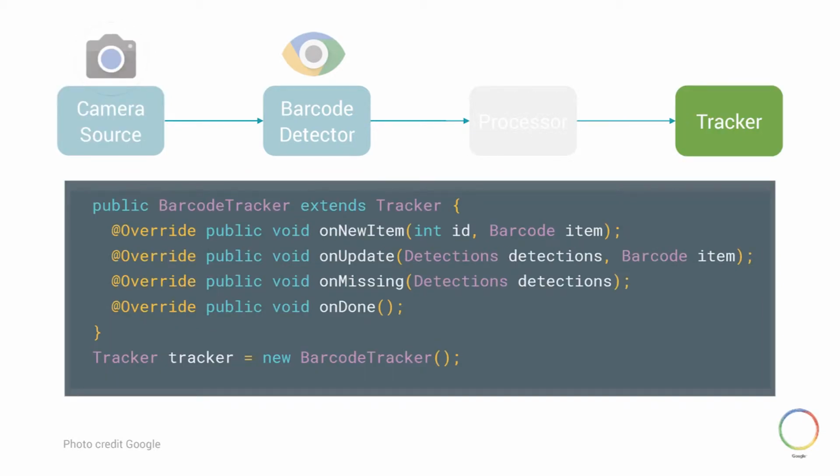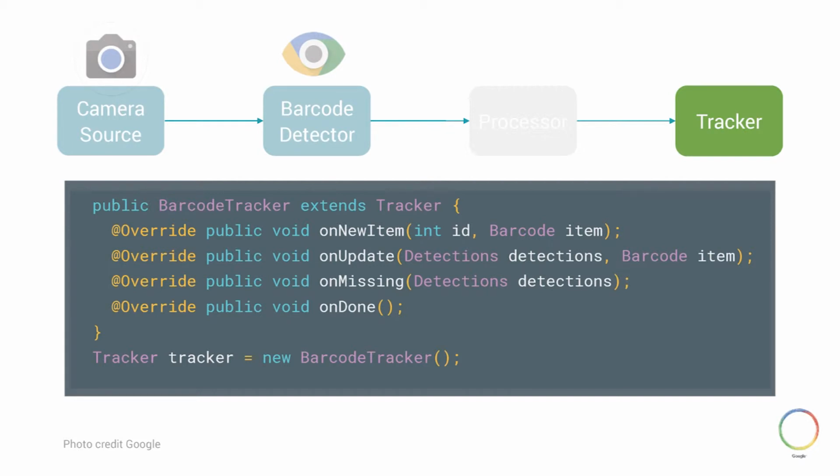Next, remember we talked about the tracker, which is where you want to implement your business logic. It's an event-based listener with some methods you can override. I just want to talk about them briefly, and then we'll take a look at a code example.